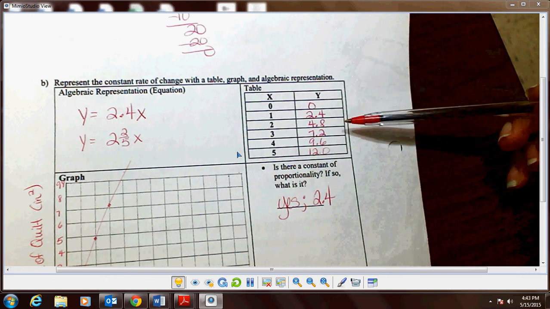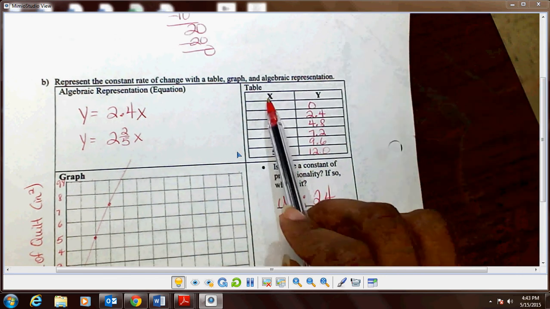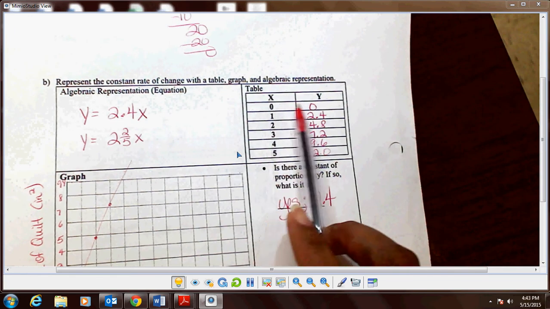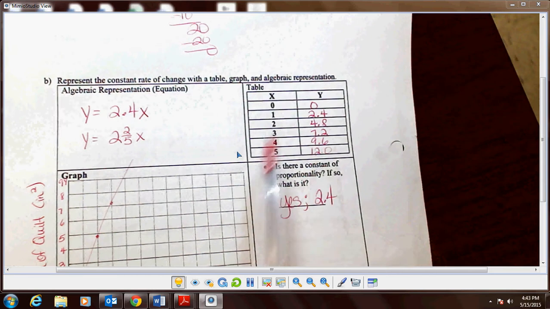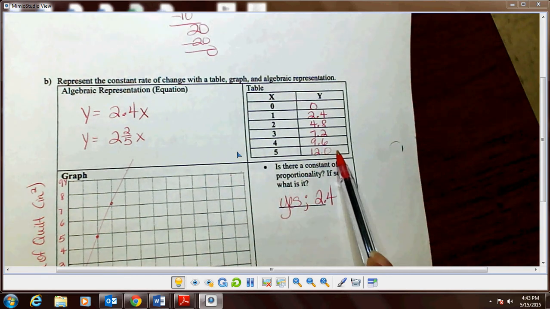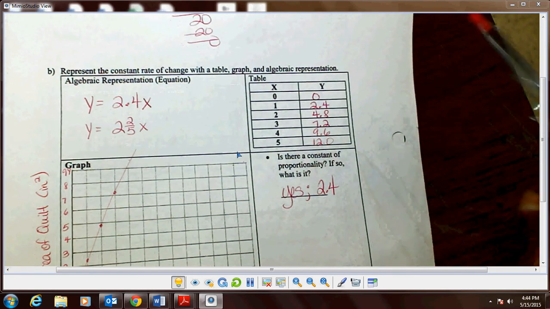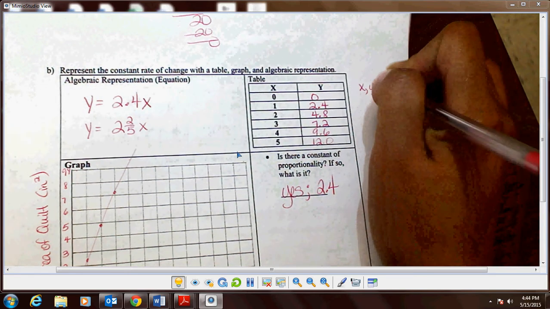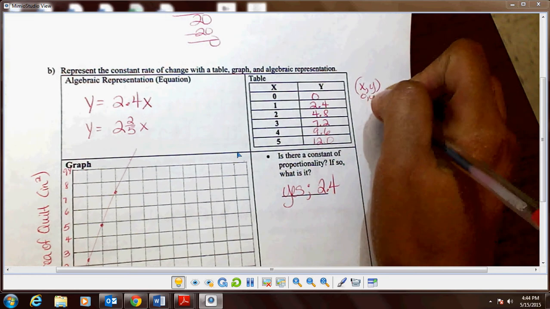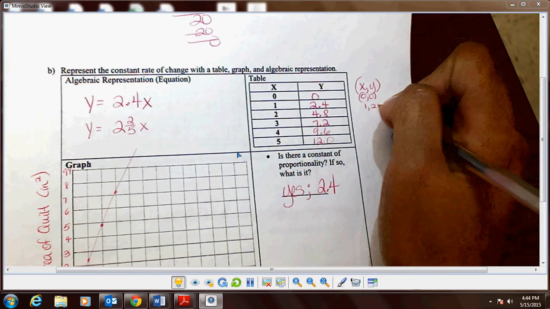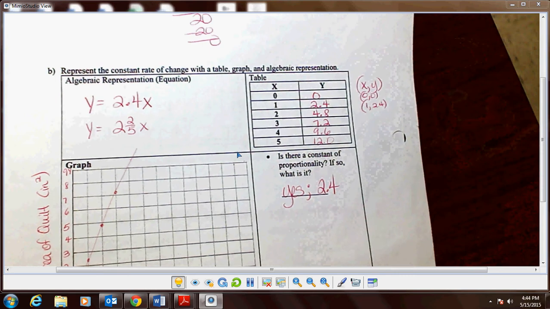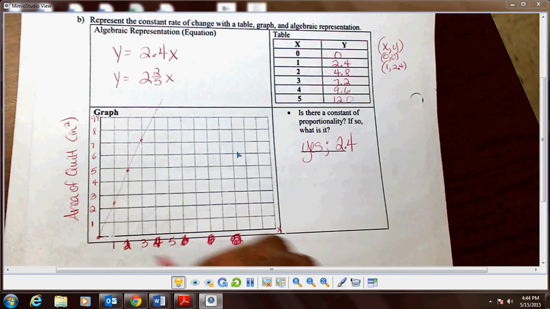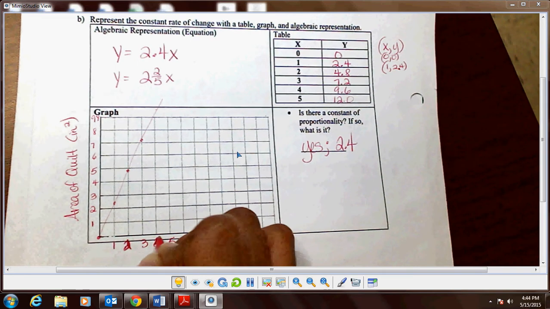So for your table, you know to plug in these x values over here and then solve. So first you would do 2.4 times 0, which is 0, and then 2.4 times 1, which is 2.4, and so on. So that's how we get these numbers. Okay, then you should be able to take these and graph. Remember, these make ordered pairs. Your ordered pairs are an x value and a y value. So that means you're going to graph 0, 0, 1, and then 2 4/10, and so on. Decimal there.